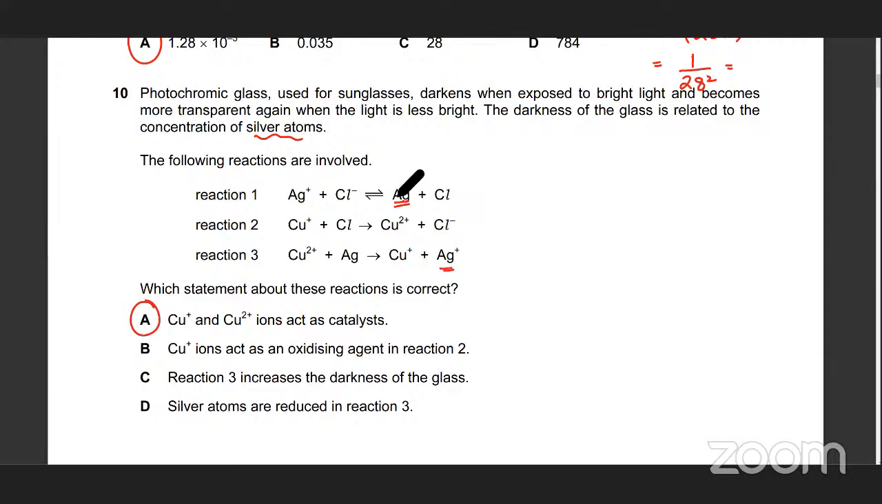I think the first one is probably the overall reaction. They remain unchanged. Anything that remains overall unchanged in the reaction is probably behaving as a catalyst.